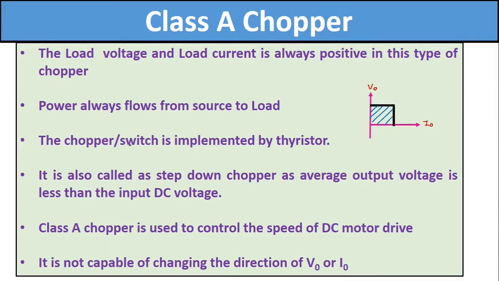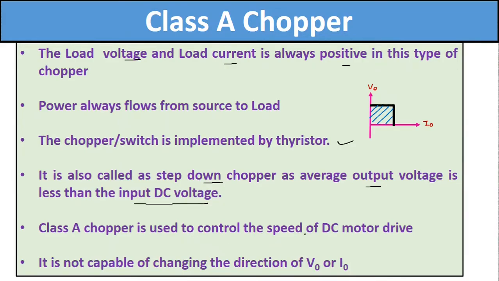Now let us see some important points related to class A chopper. In the class A chopper, the load voltage and load current is always positive. Therefore, the chopper operates in the first quadrant, as you can see from this graph. As the average voltage and load current is positive in class A chopper, the power always flows from source to load in this type of chopper, and the chopper switch is implemented by using a thyristor, as we have seen in the circuit diagram. This chopper is also called a step down chopper as the average output voltage or average load voltage is less than the input DC voltage.